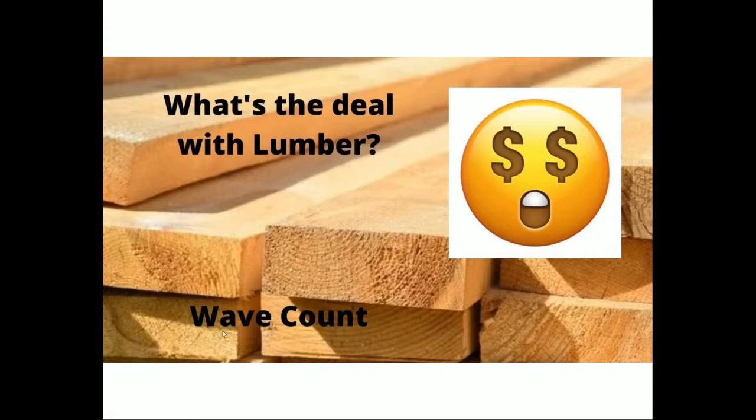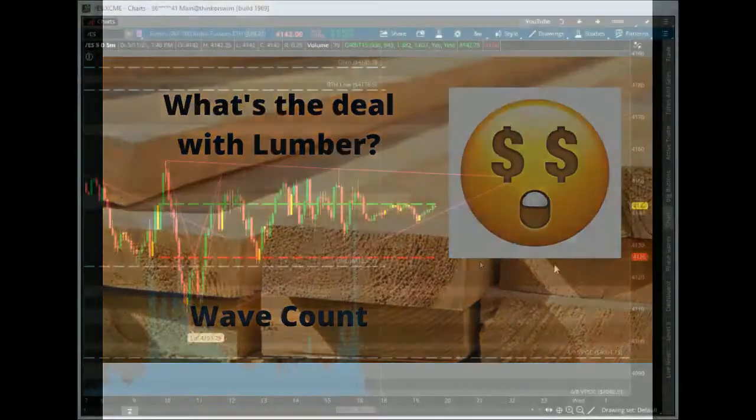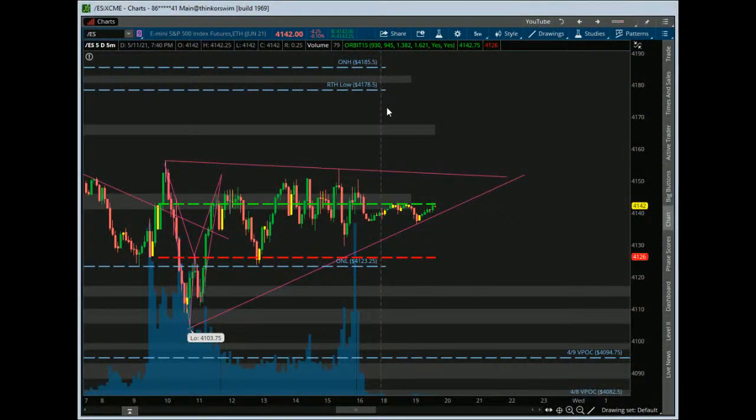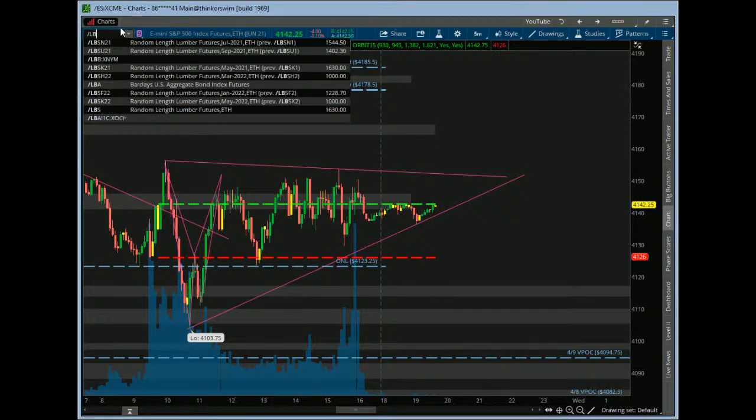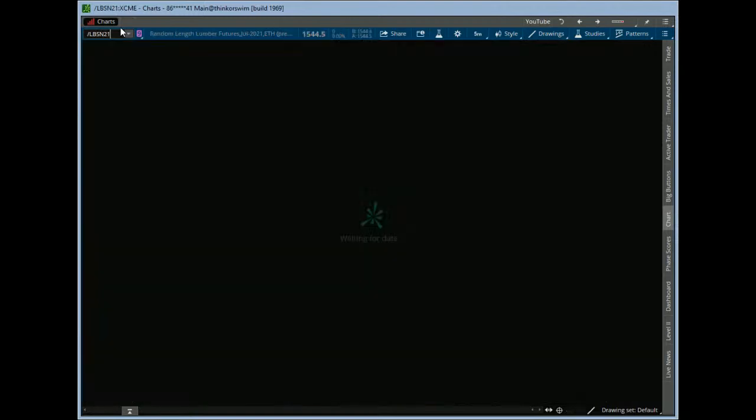So let's take a look at the wave count today, and I'll show you where I'm looking at it, that I think there actually may be some more upside on lumber. I would like to say that the top is in, but let's take a look at this here. Again, guys, remember to pull up the futures here in Thinkorswim. We just type in LBS, and the LBSN1 is what pulls up here.